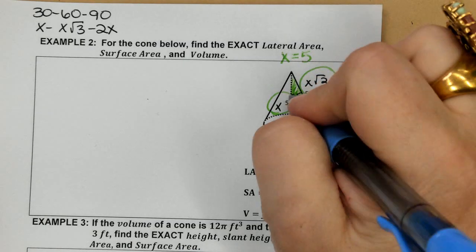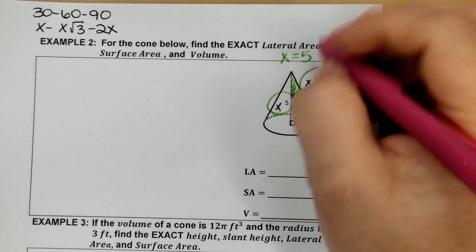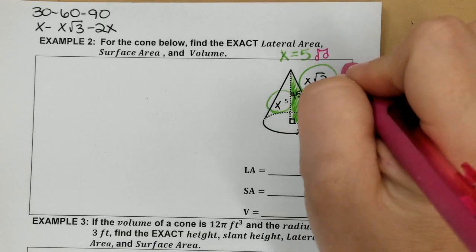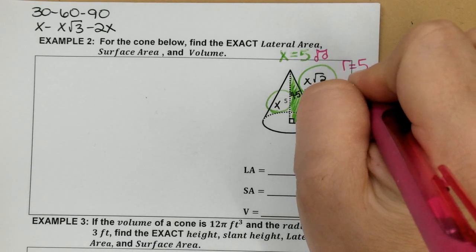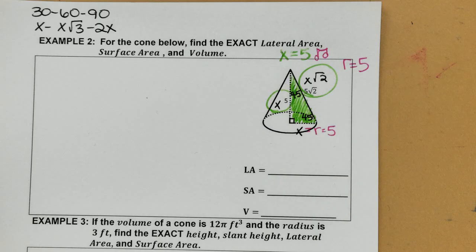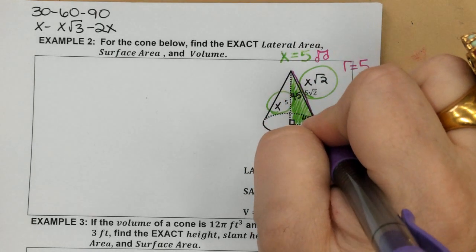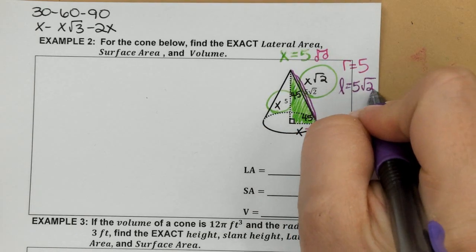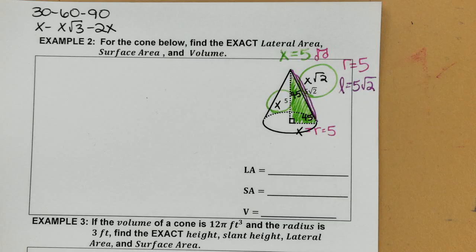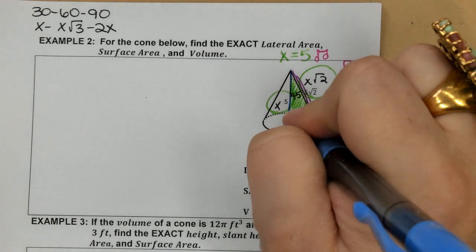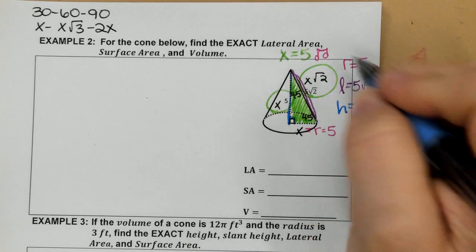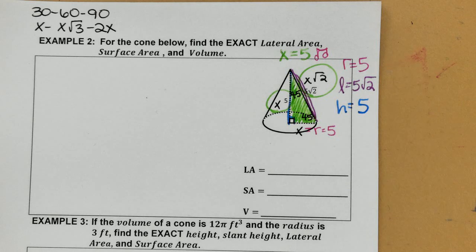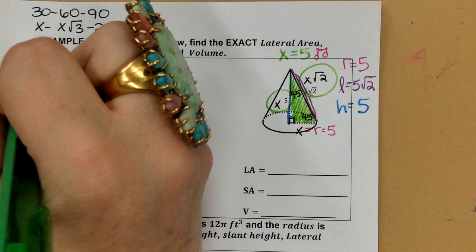So my given being 5, I can plug in here, which is my radius. So I'll write down my radius is 5. My slant height is 5 square root of 2. That was given. And then my internal height, that was my x that helped us find the radius. That was 5.